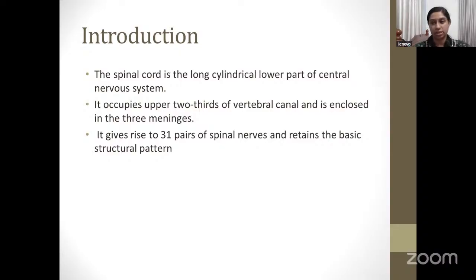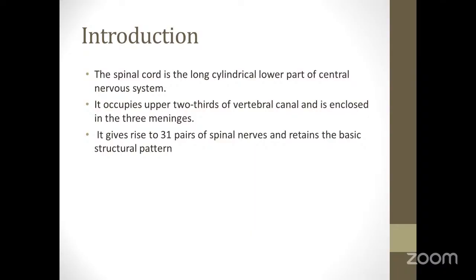So what is the spinal cord basically? The spinal cord is a long cylindrical lower part of the central nervous system. Okay, so it's the lower part of the central nervous system, and it occupies the upper 2/3 of the vertebral canal, and it is enclosed by the three meninges. So we know that we have three meninges basically covering the brain as well as the spinal cord.